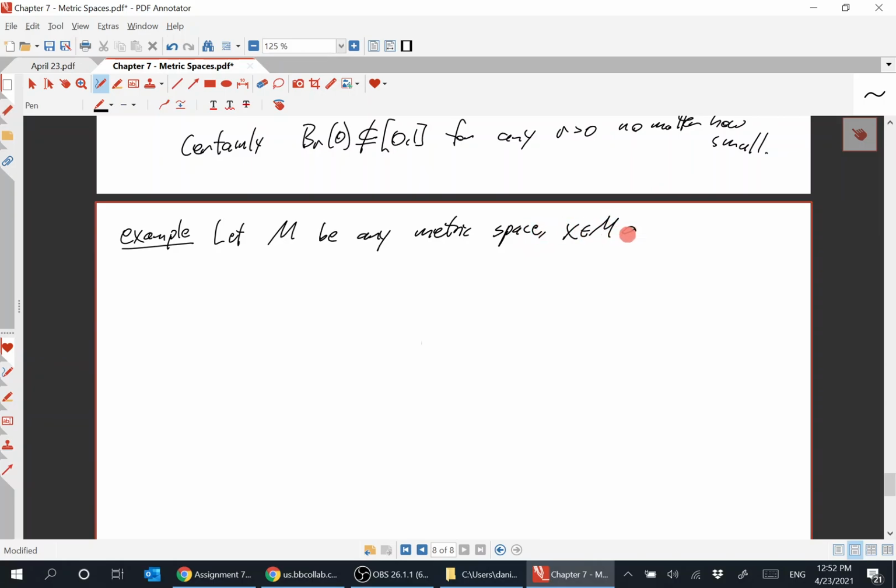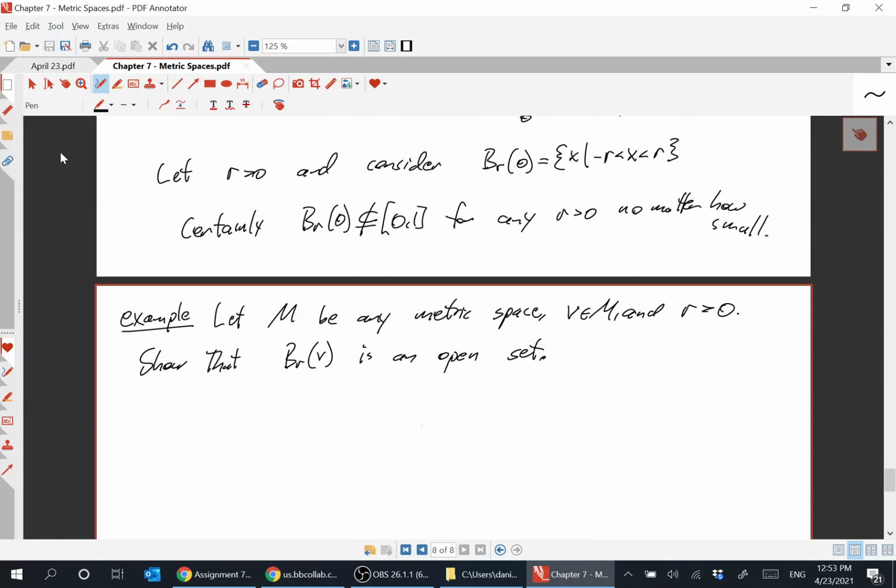Let x be an element of M, and r be any real number bigger than 0. So let's show that the open ball of radius r around x is an open set. Actually, why don't we call it V? So the open ball is indeed an open set in any metric space.